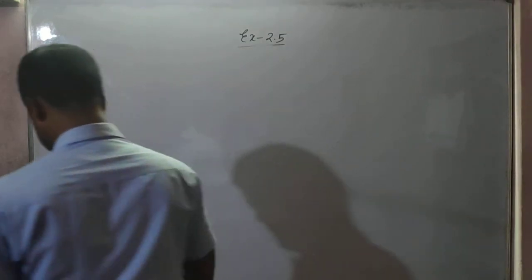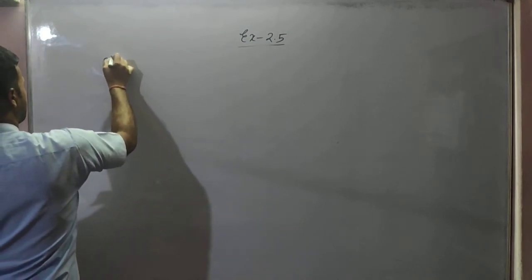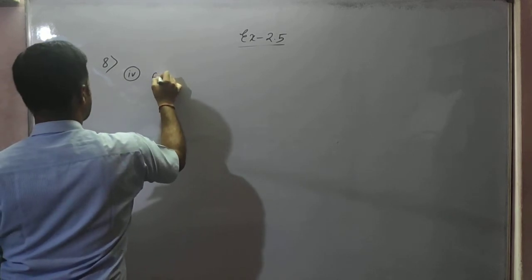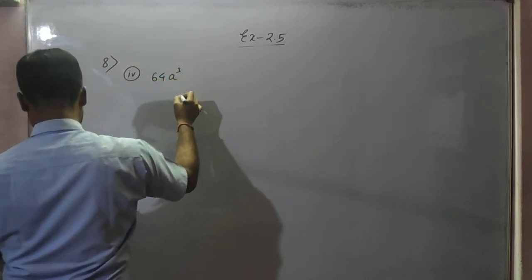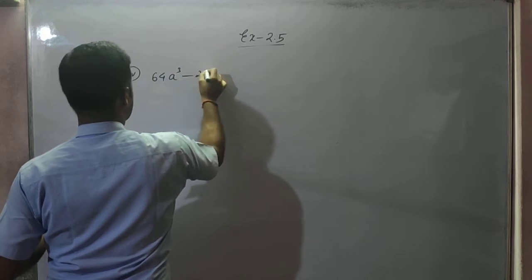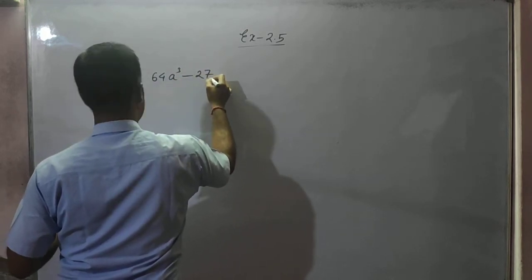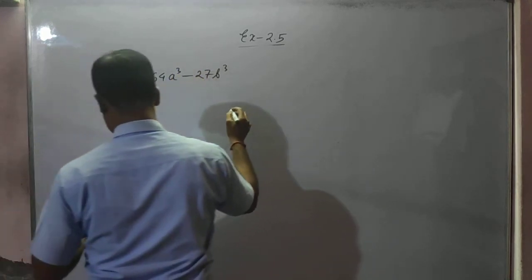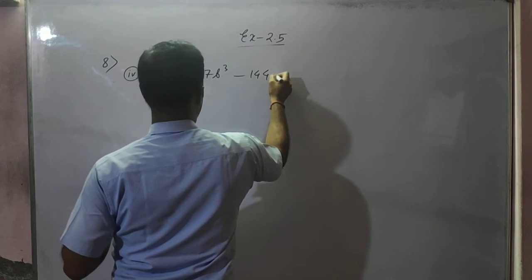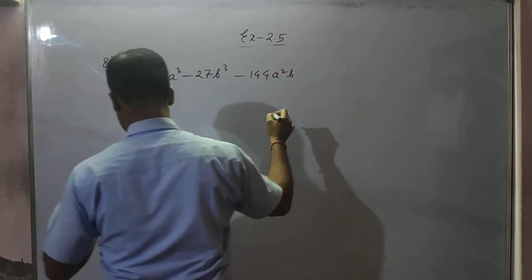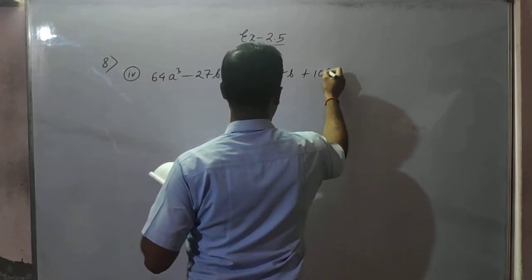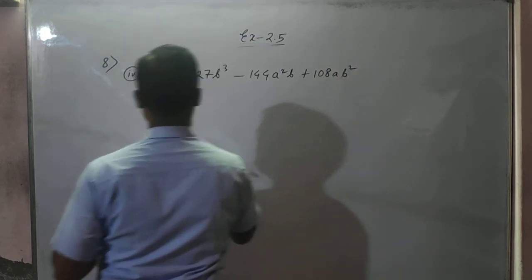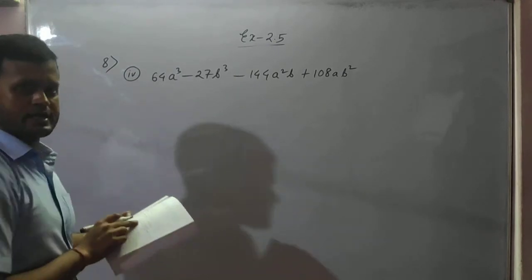So students, number 8, one more example we will see. 64A cube minus 27B cube minus 144A square B plus 108AB square. Okay. So 64A cube, friends.